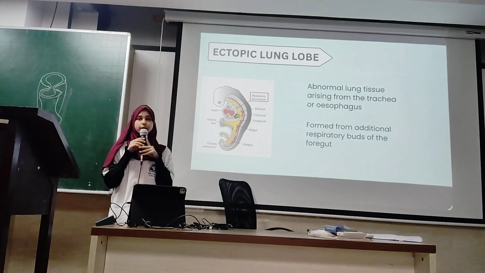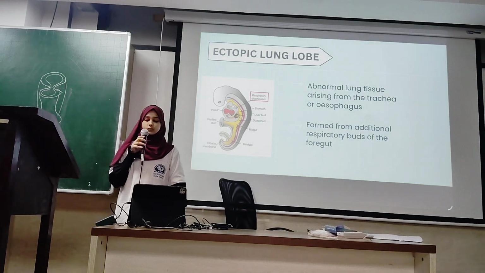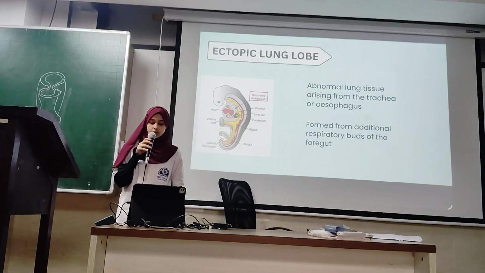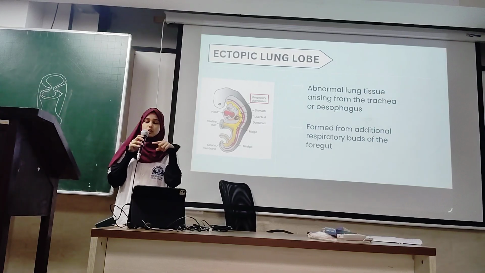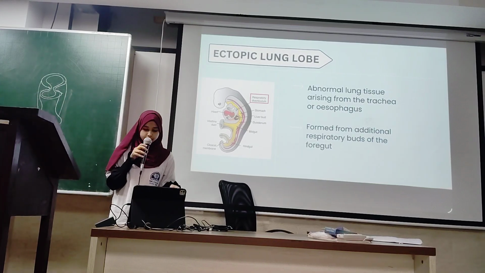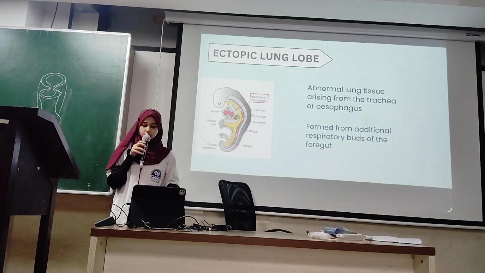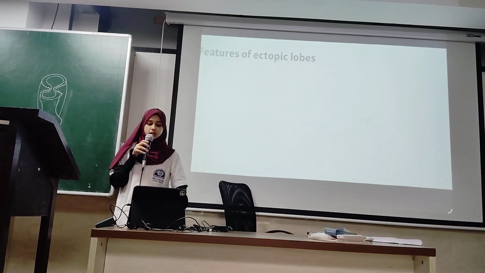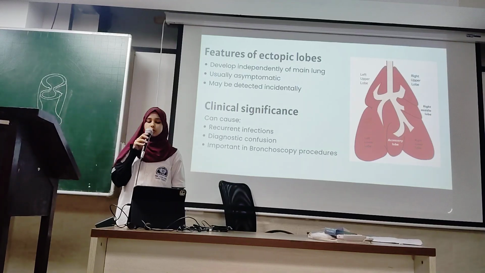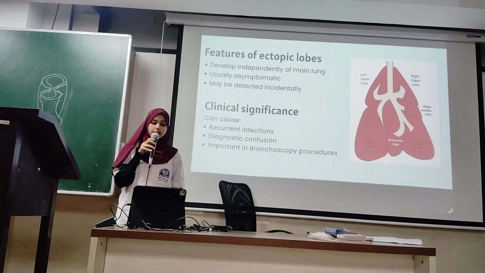Next one is ectopic lung lobe. During the 4th week of development, as the respiratory diverticulum grows from the foregut, an extra respiratory diverticulum is formed, which causes an ectopic lung lobe. It develops independently of the main lung.